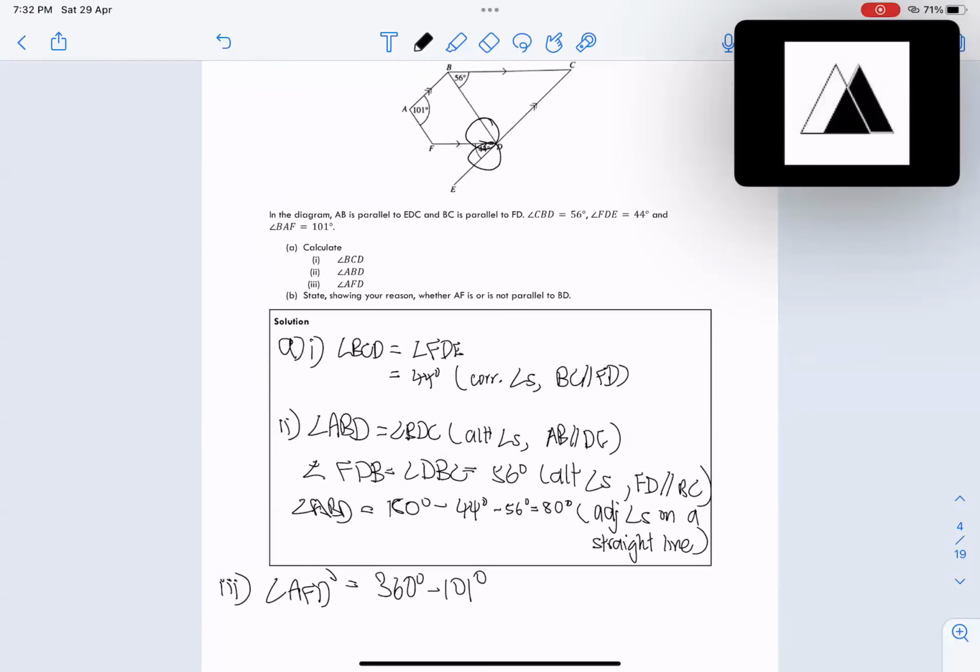Then just now you found FBD already. FBD is 56 degrees. And then after that, the third part, you found AFB. AFB is 80 degrees. And then you'll get 1, 2, 3. And then you have to write your reasoning. Angle sum of quadrilateral ABDF. Okay.